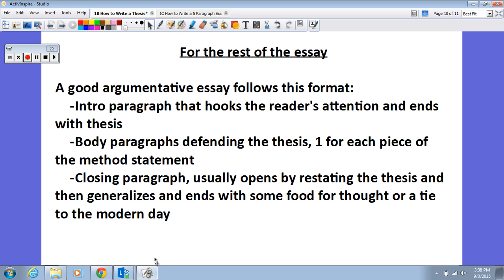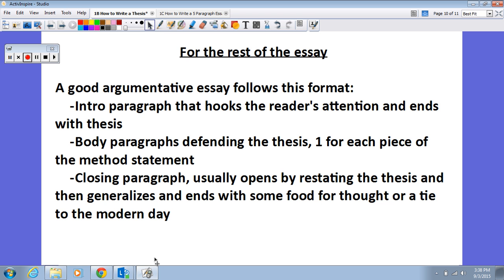And then in the closing paragraph, it's usually going to start by saying the thesis again. Okay, and then it's going to usually in a historical essay have some food for thought or some way to tie things to the modern day. Obviously, if we're talking about the Roman Empire, you could maybe find some way to tie it in with the virtual American Empire that's been in existence since the 1940s.